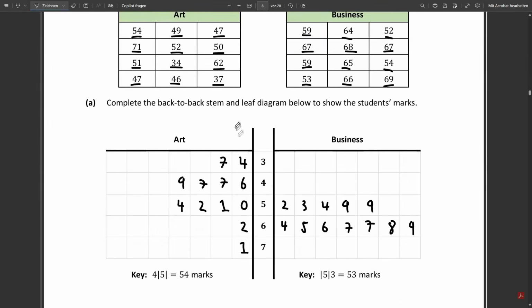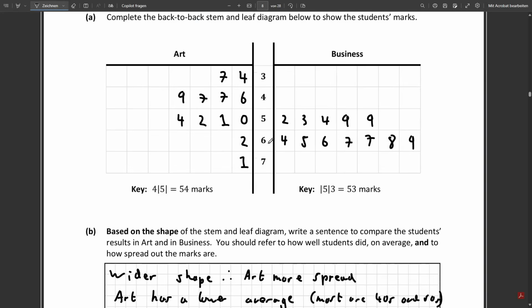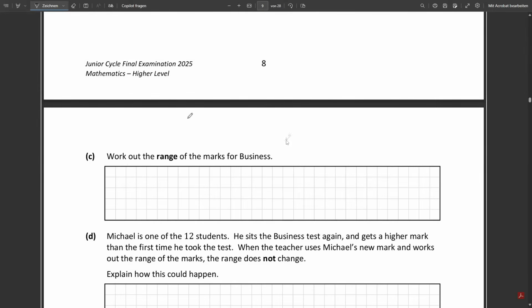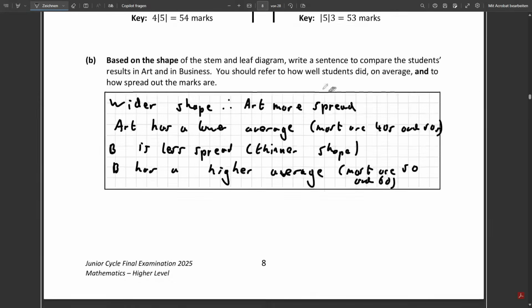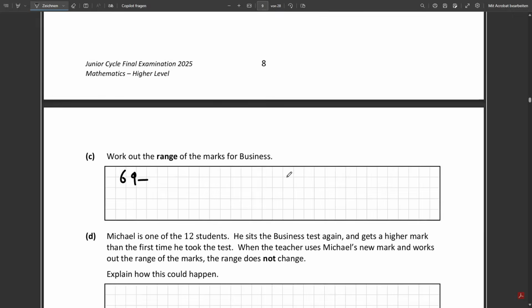Find the range of the marks for business. So that's the biggest one minus the smallest one. The stem and leaf plot makes it really easy. And 69 is that number. So you write 69, and then we have minus, then the lowest number is 52. And that should give us 17 is the range of the marks. And always give a unit just in case, so it's 17 marks.